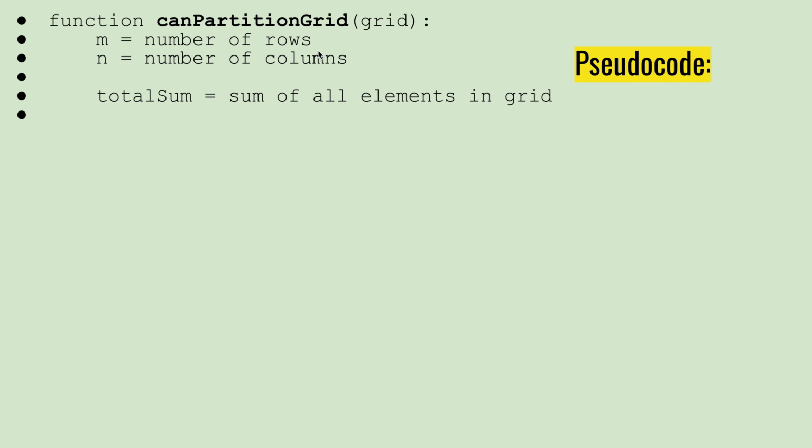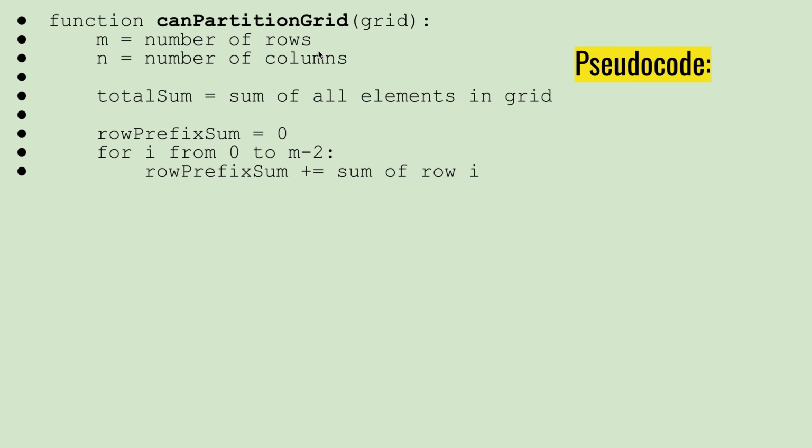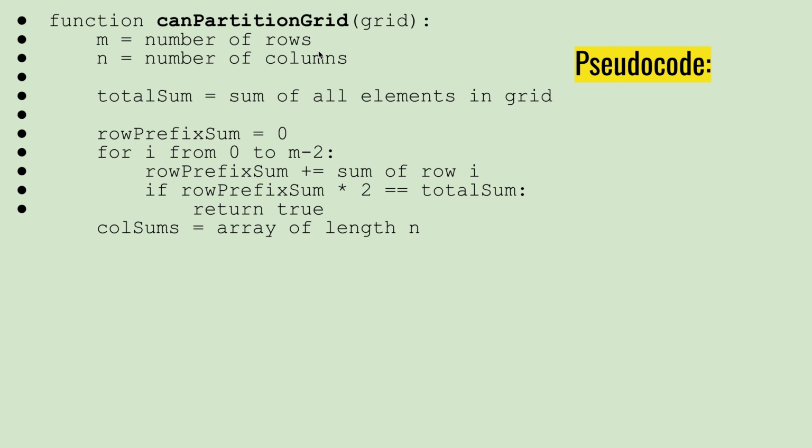Once you have the total sum, now we will find the prefix sum, the row prefix sum. For the prefix sum, we have to go from 0 to m minus 2, meaning up to the second-last row, excluding the last. Then we'll compute the prefix sum, each element as it comes, and we keep computing. If prefix sum into 2 is equal to total sum, or total sum by 2 you do, it will return true, meaning the horizontal cut is possible. Otherwise check for the vertical.